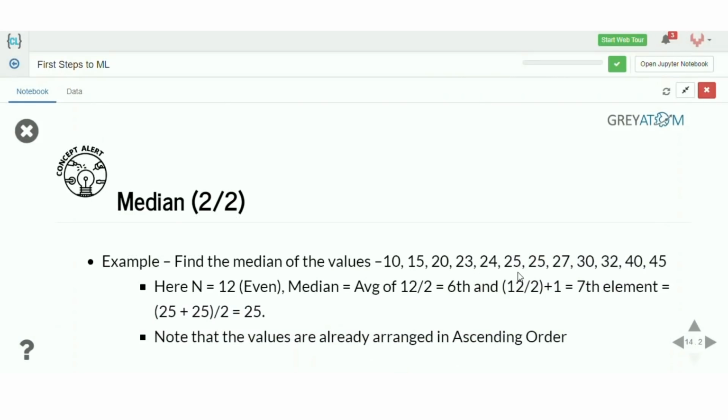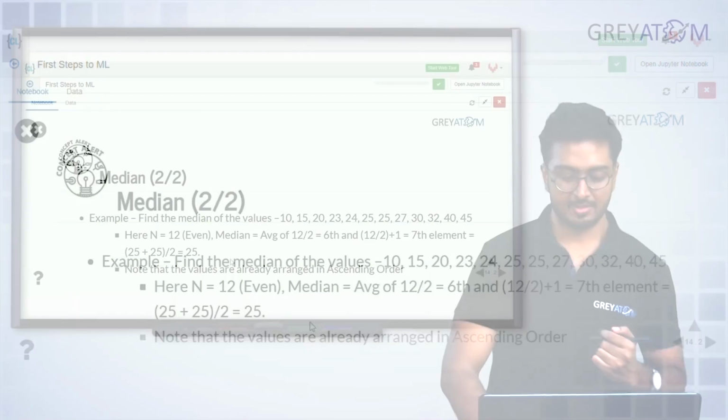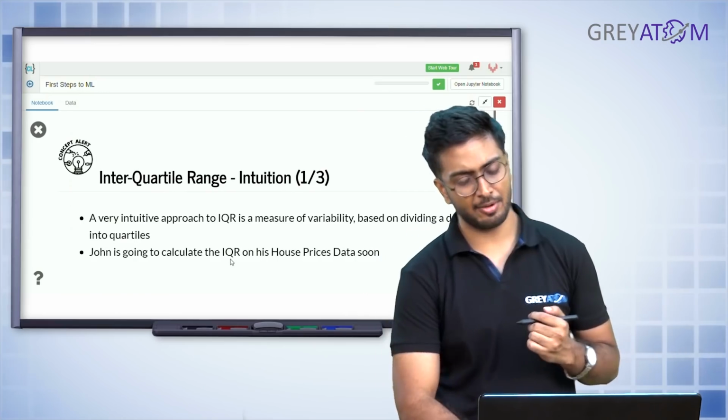In this particular case, this is already ordered in ascending order, but you need to order in ascending order. All you need to do is find out, and there are 12 values, so the 6th and 7th are the values you are looking for. The average of the 6th and 7th value is 25 and 25, which is 25. So that's the whole point of median.